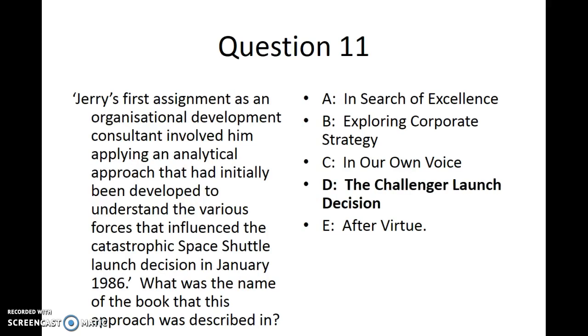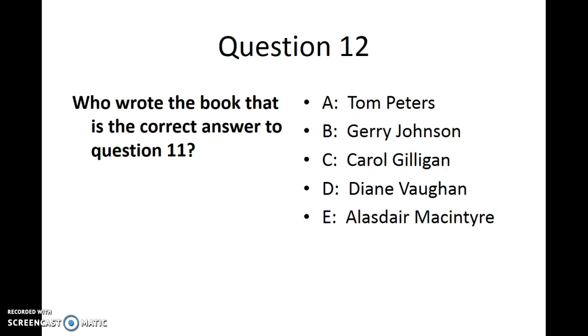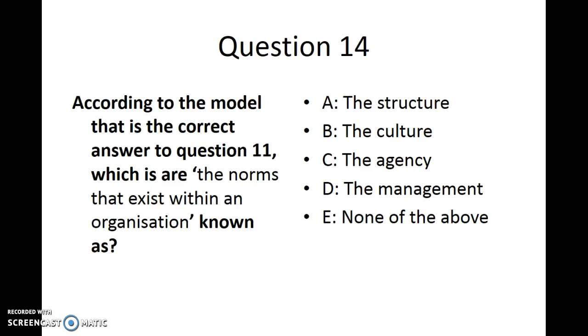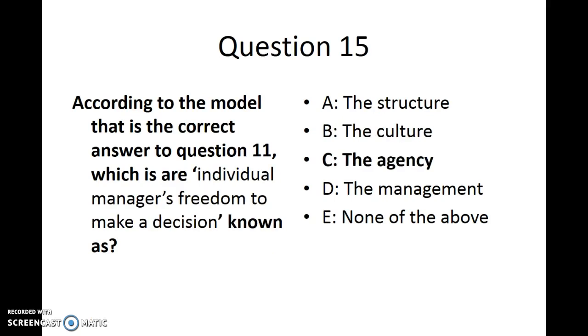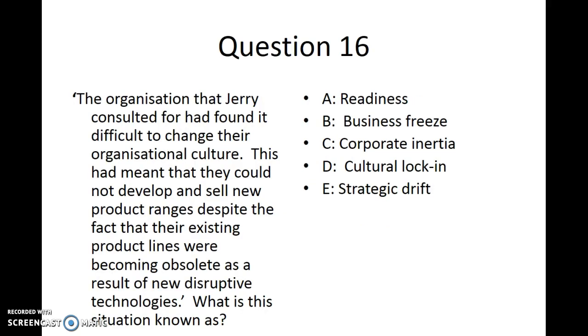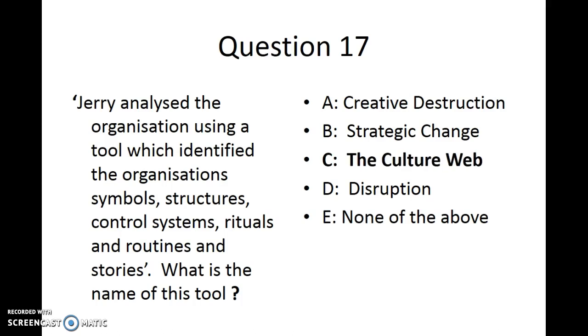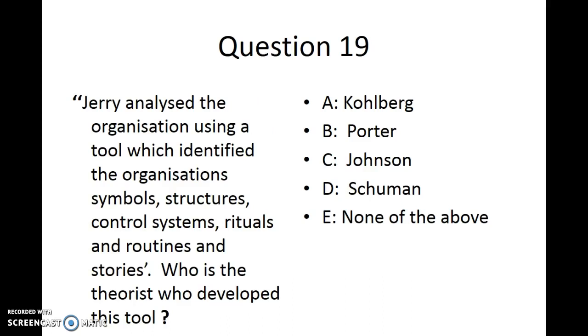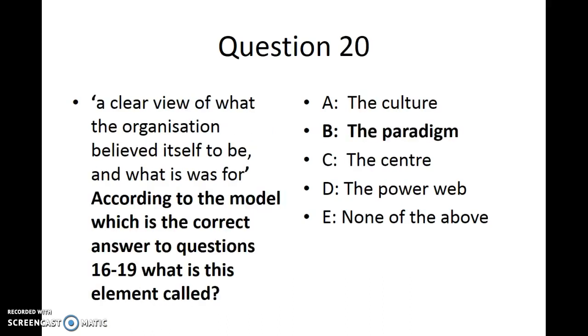Question 11, D, the Challenger launch decision. Question 12, D, Diane Vaughan. Question 13, A, structure. Question 14, B, culture. Question 15, C, agency. Question 16, E, strategic drift. Question 17, C, culture web. Question 18, C, 7. Question 19, C, Johnson. And finally, B, the paradigm.